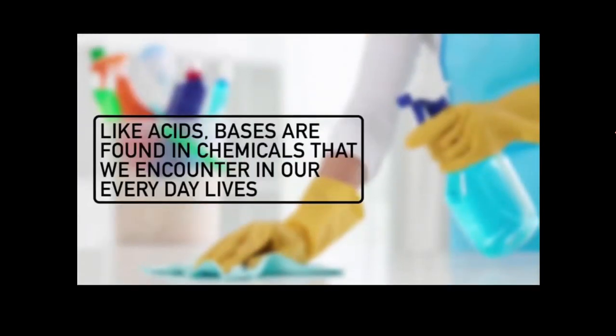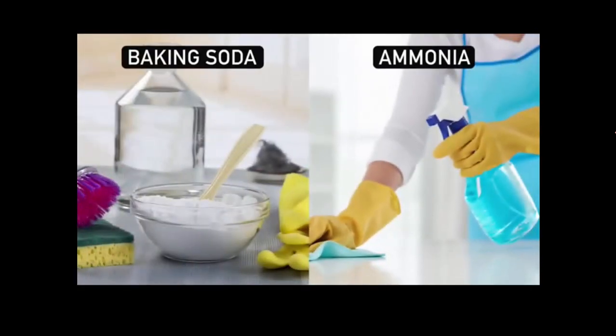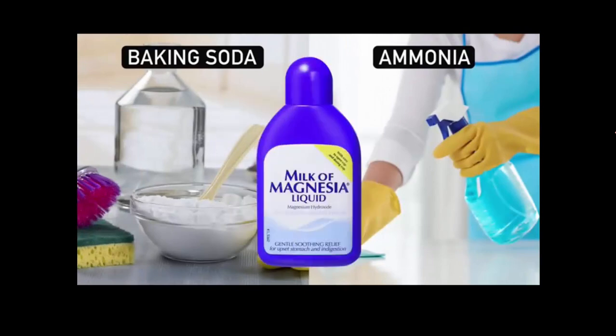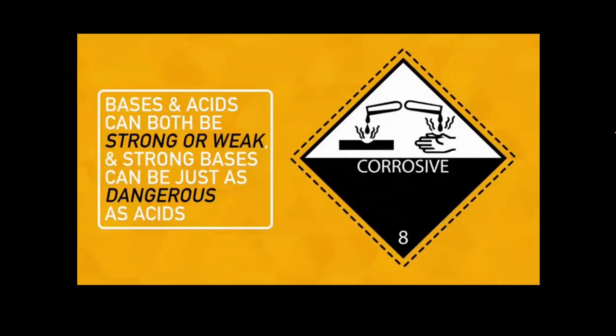Like acids, bases are found in chemicals that we encounter in our everyday lives. Cleaning products such as ammonia and baking soda are bases, as are some simple medicines like milk of magnesia. They're bitter to the taste and often slippery to the touch, kind of like soap. Even though bases are different than acids, they too can be strong or weak, and a strong base can be just as dangerous and corrosive as a strong acid.